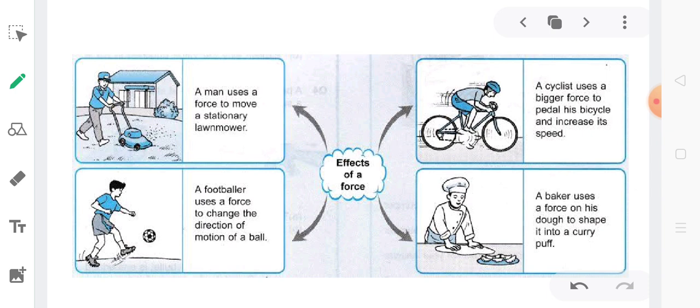Now I would like you to think of many such examples related to day-to-day life, your common life, where you can observe different effects of forces. And you should note it down in your copy.